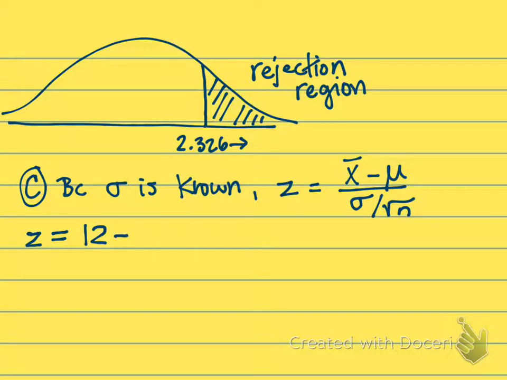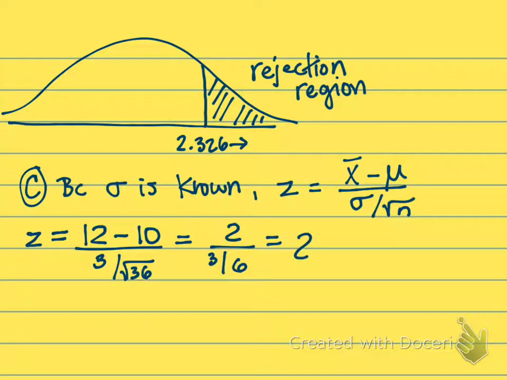sample mean was 12. We're testing a population mean of 10. Our standard deviation was 3, and our sample size is 36. So work out the math. 12 minus 10 is 2. In our denominator, we'll have 3 over 6, 6 being the square root of 36. I can further break this down.